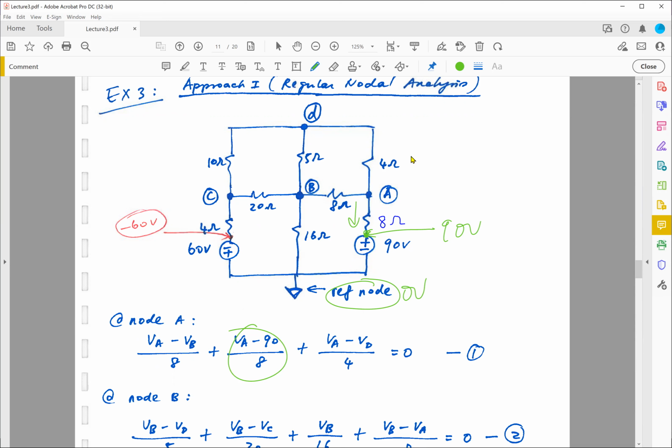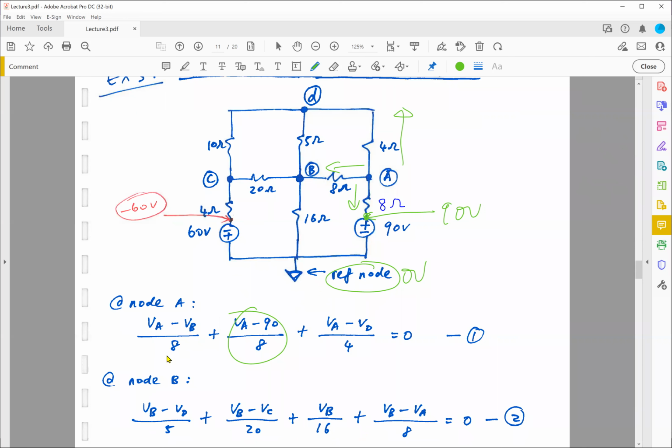VA minus VD divided by 4, current going up this way. Okay, 3 branches, 3 terms. Sum all these currents to 0. This is my first equation. Simple enough. Speed up a little bit.